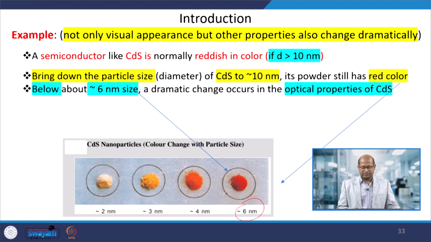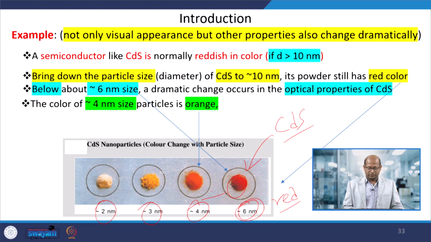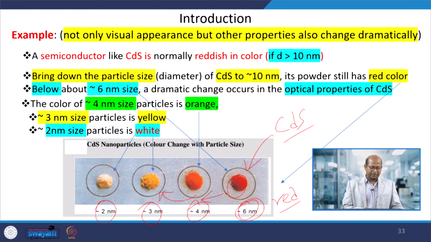So, CdS particles, cadmium sulphide: if its dimensions are more than 10 nanometers, it gives a reddish color. Once we change the dimensions to smaller, maybe 6 nanometers, 4 nanometers, 3 nanometers or 2 nanometers, as small as possible, then its color or optical properties change. Initially it was red, then it gradually changes to orange, then to yellow, and then to white. So if we change the dimensions from 10 to 2 nanometers, the optical properties change from red to orange to yellow to white.